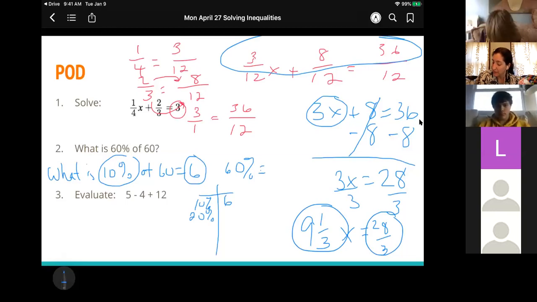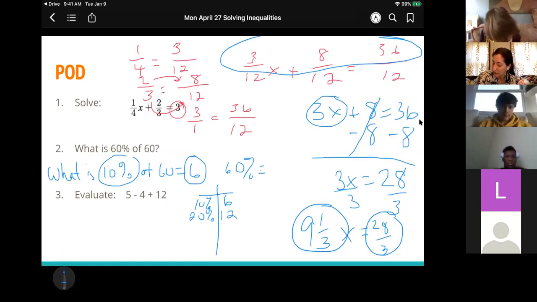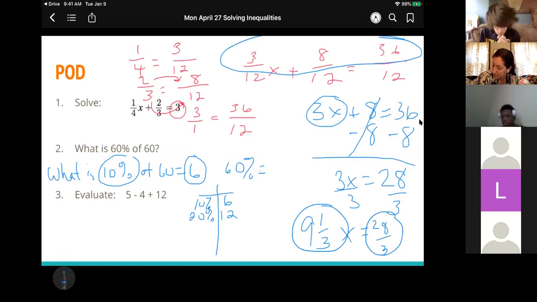Yep. So if 10% is 6, we're going to say 20% would be 12, right? We have 2 6s. 30%, this is 6 plus 6 plus 6. How much would 30% be?